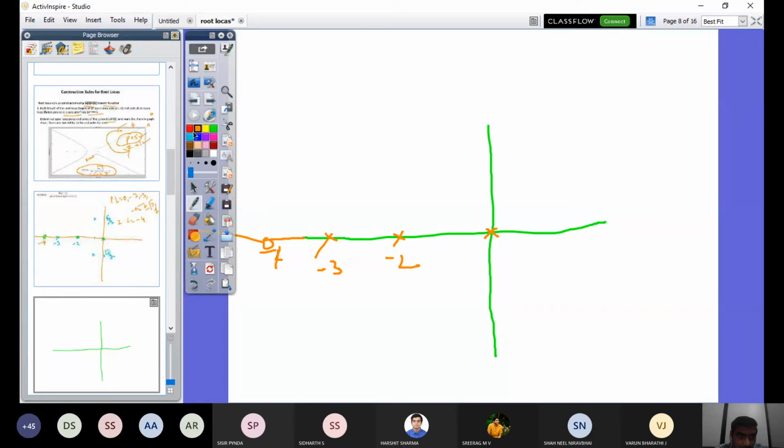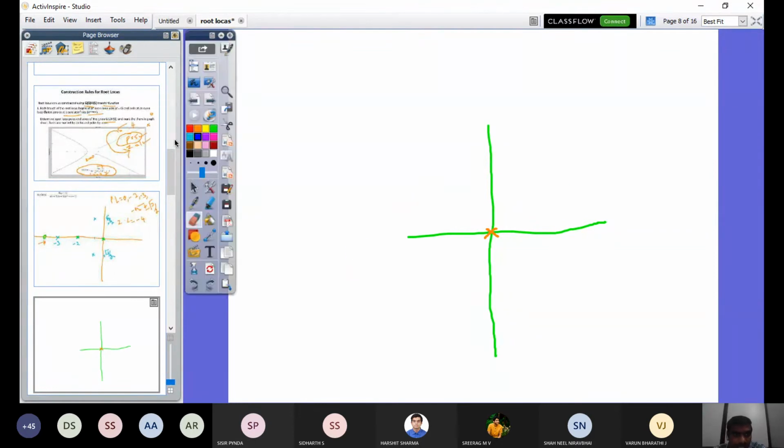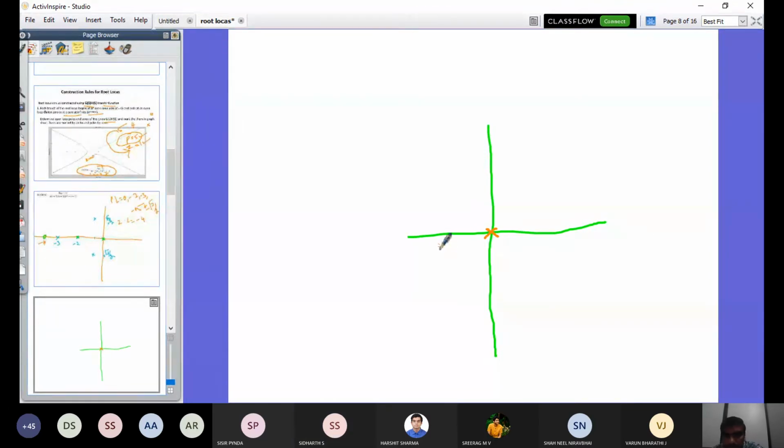Now, where does the first pole start? At 0. Now forget about the rest of the poles. This side is called the right half of the segment. Are you able to follow what I am saying? Consider only this side. Put your hand at this point. Before this point, how many poles are located? One. The right half of the segment is odd.